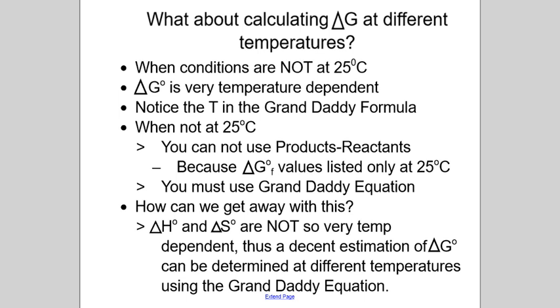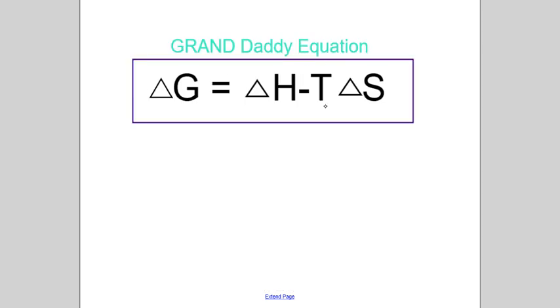Okay, so again, this products minus reactants thing only works if we are talking about conditions at 25 degrees Celsius. Delta G is very temperature dependent. If we were to go back and look at that granddaddy equation, notice this whole T value right here. If we're not at a specific temperature, this value changes. So we can only use the standard values if we're dealing with things at standard conditions.